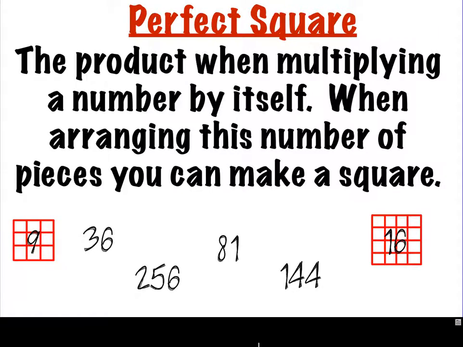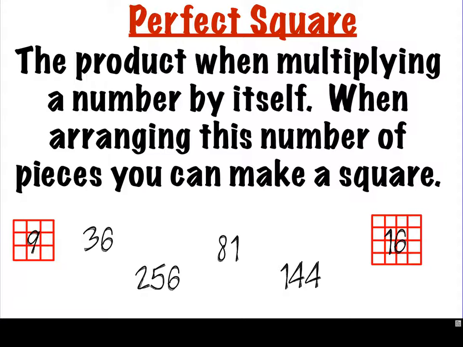So here are some examples that I gave you. Before we did 3 times 3 and it gave us 9. So 9 is a perfect square. And if you look here, when I take 9 pieces, I can put them 3 by 3 and make a square. 6 times 6 gives us 36, so 36 is a perfect square. 4 by 4 gives us 16.